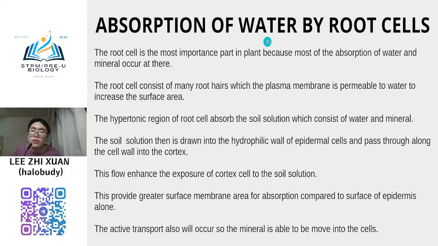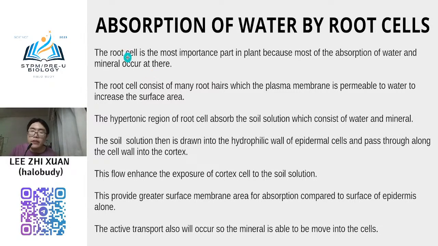Water absorption by root cells. Okay, so the root cell is an important part because the absorption of water and mineral ions occurs there. All the water molecules and mineral ions in the plant are absorbed at the root cell.